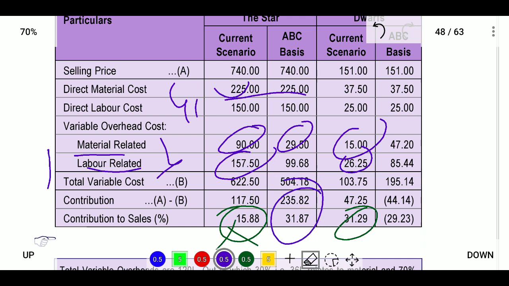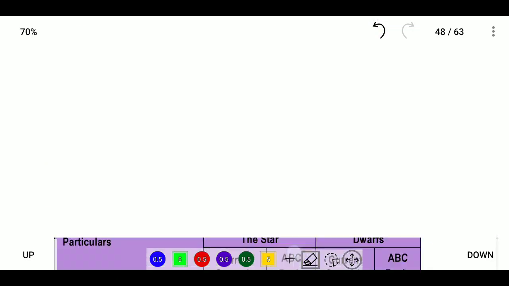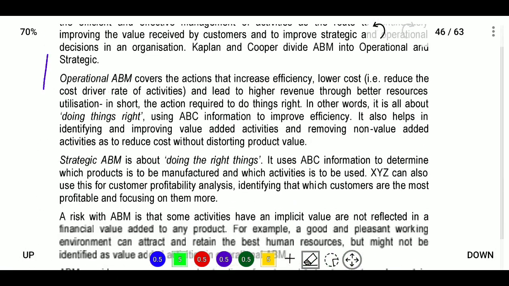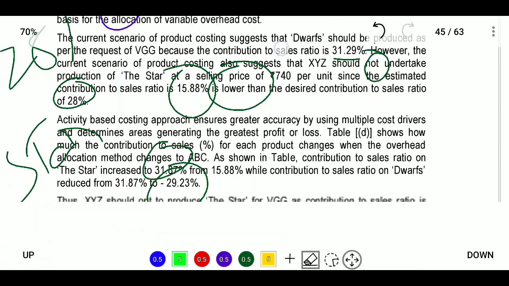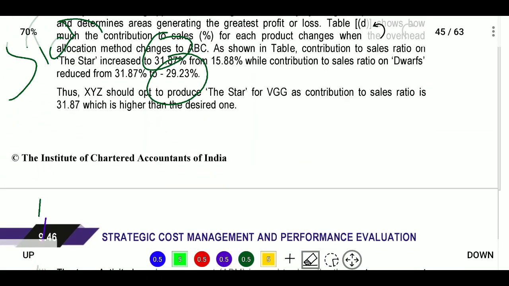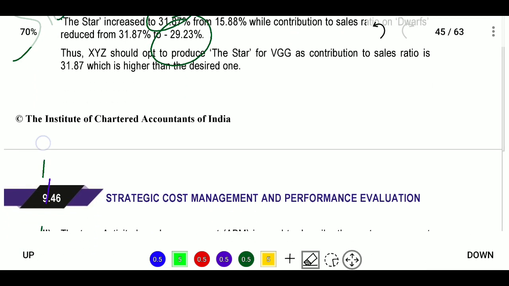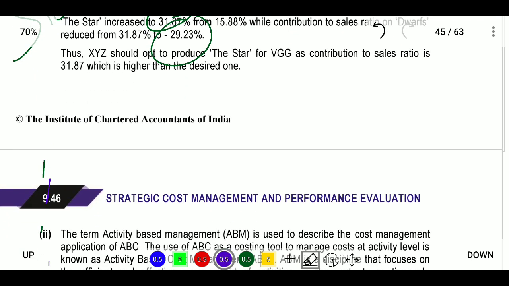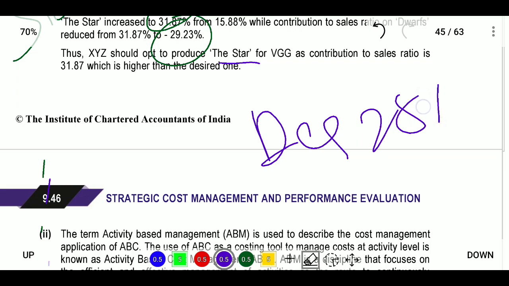Here star was positive, draft was negative. When we use the cost drivers, draft we get negative. That only we are discussing in the second point. What we had discussed in the second point, that we are getting the negative contribution in case of draft, and positive for stars. Next, now the company is up to produce the star, because the desired result was 28%. So 28% has been reached by the star only.